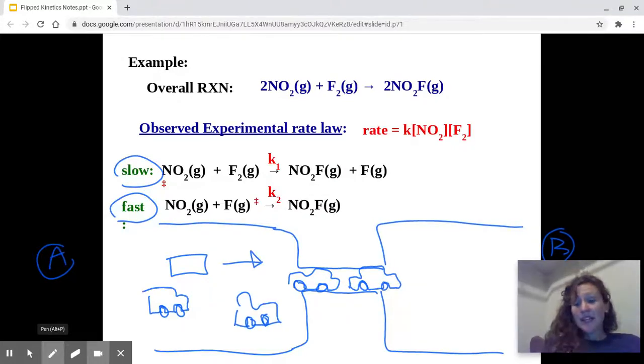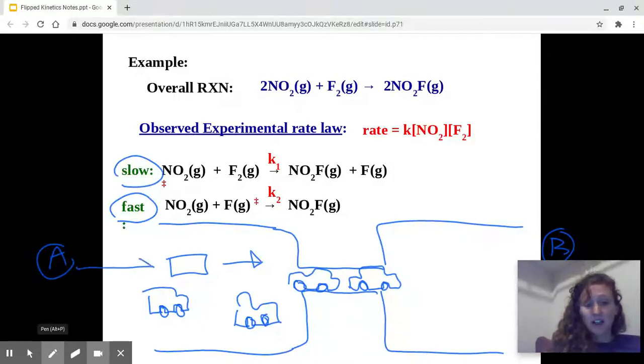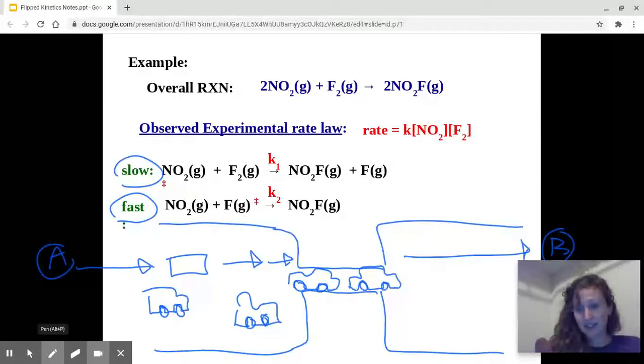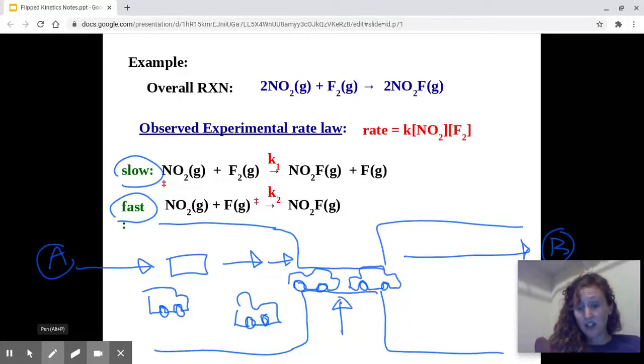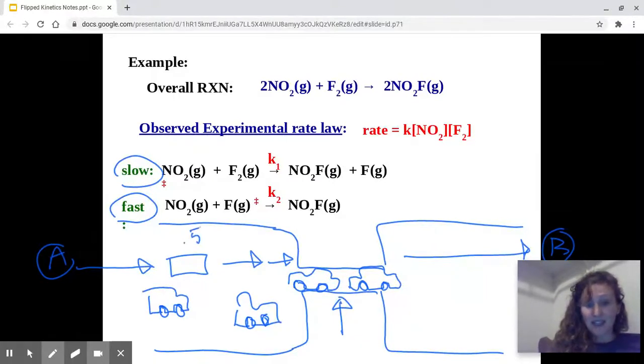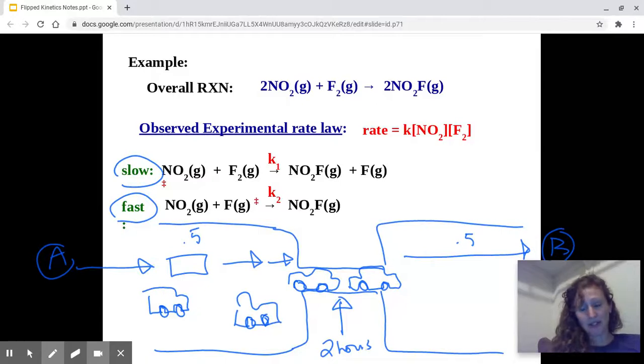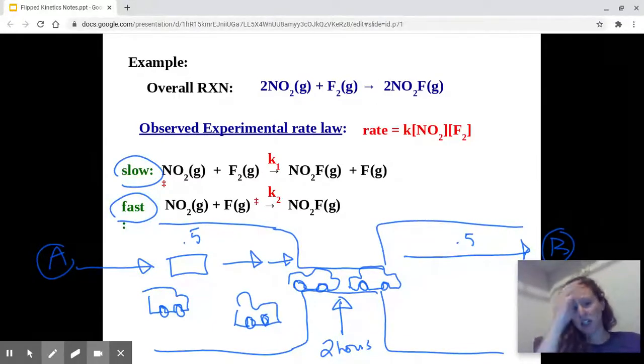Okay, so it doesn't matter how fast your car can cross this first section of the road or how fast it can cross this section of the road. What determines how fast your car can get from point A to point B is the slow part of the road. It may take 0.5 seconds to cross here and here, but if this takes 2 hours, then your trip's going to be 2 hours. It doesn't matter how fast it can go in the beginning or the end. And the same is true with reactions.